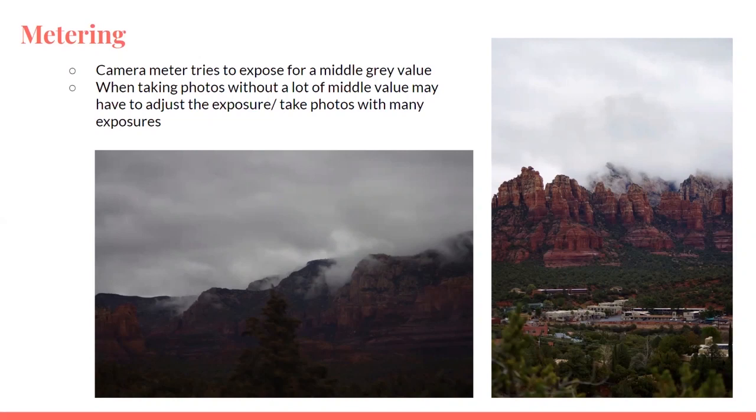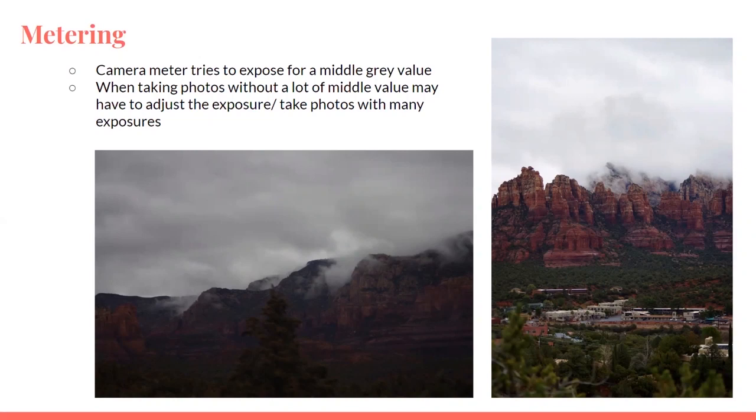for the metering. The example that Jackie gave me earlier was if you're taking a photo of something with a lot of snow, and you let the camera take the photo, it might turn out gray because the camera exposes all the white as a gray value, because that's what it's looking for.